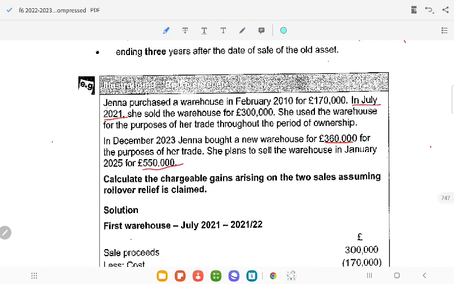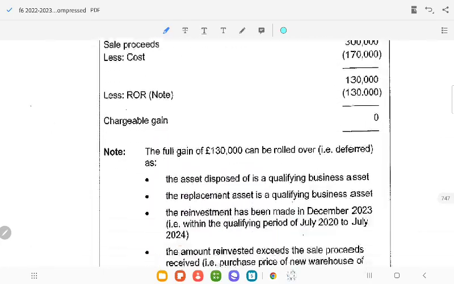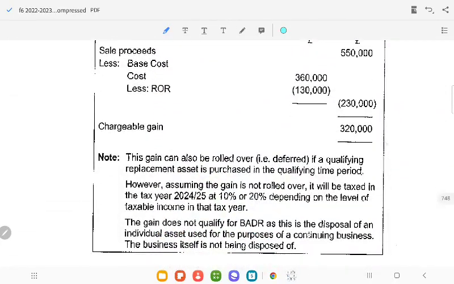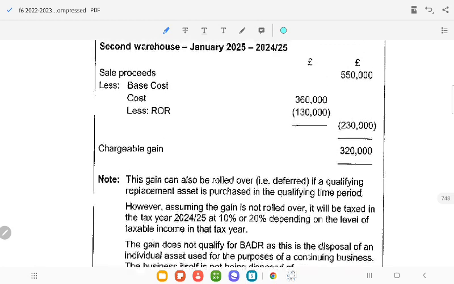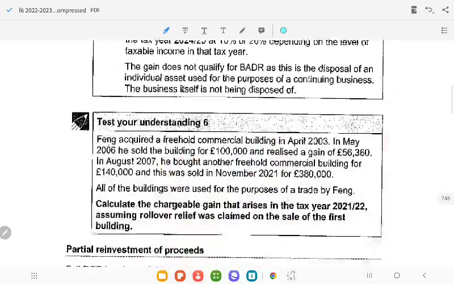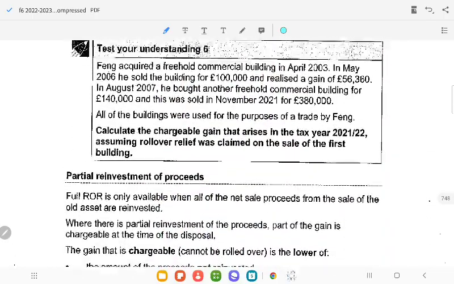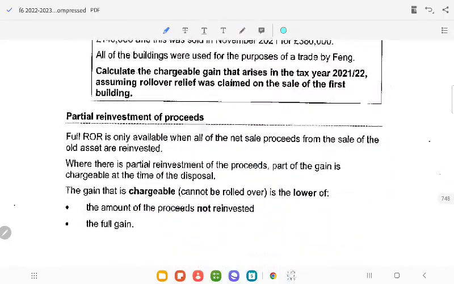So here we need to consider the 1,30,000 of gain would be postponed as a result of reinvestment, full reinvestment, but the acquisition cost of 360,000 would be reduced by the 1,30,000 of gain on the first asset and the base cost would be 2,30,000. And when the replacement asset was sold for 5,50,000, it will be compared with the base cost of 2,30,000. Same is the case of test understanding 7.